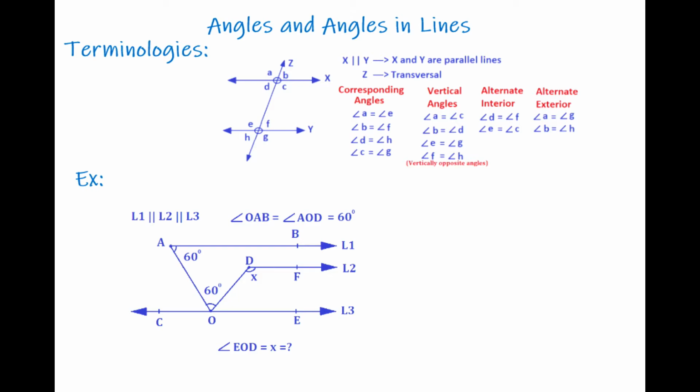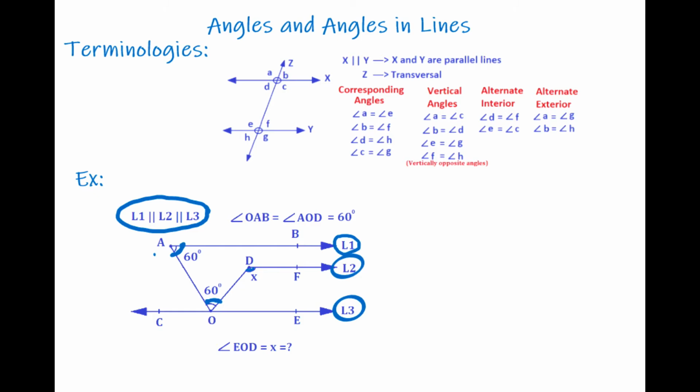And we have another question, guys. In the question it says L1, L stands for line, okay? L1 means line 1, and we have line 2 here, which is abbreviated as L2, and L3 stands for line 3. So in the question, we are given that all of those three lines are parallel to each other, and the angle OAB, which is right here, is already 60. And angle AOD, which is right here, is also equal to 60. In this case, what is the value of angle EOD, which is right here, x? So we're asked to find the value of that x.